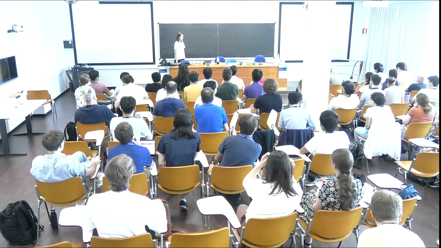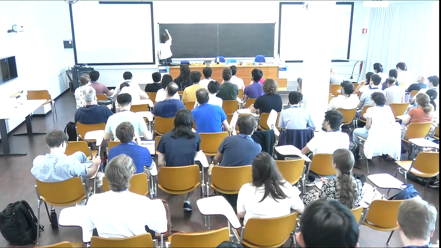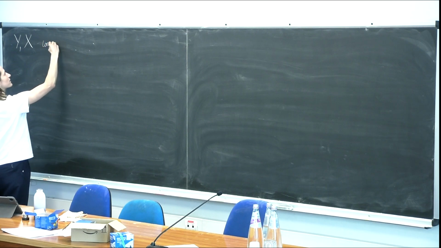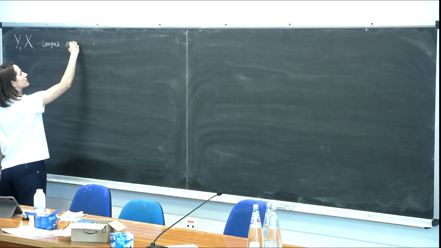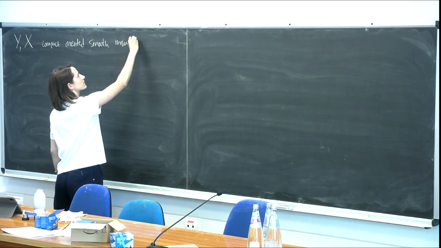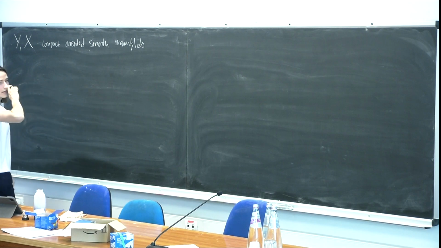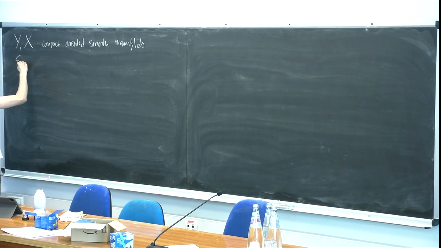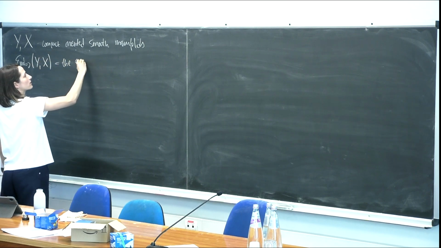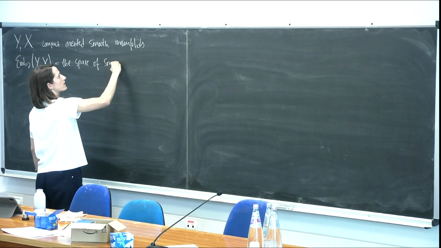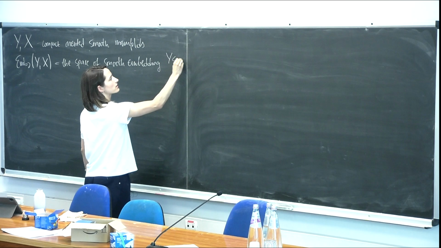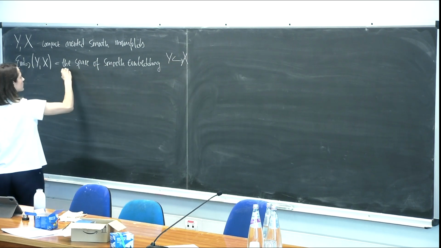But yeah, let me start by writing a couple of things down. So I'll fix Y and X to be compact, oriented, smooth manifolds. And let's denote by Emb partial(Y, X) the space of smooth embeddings of Y into X, that are fixed on the boundary.